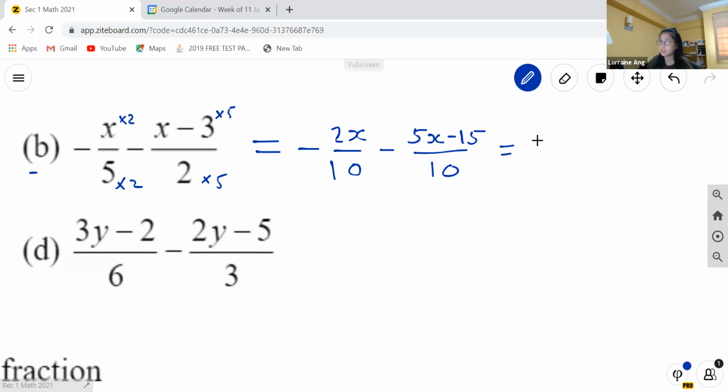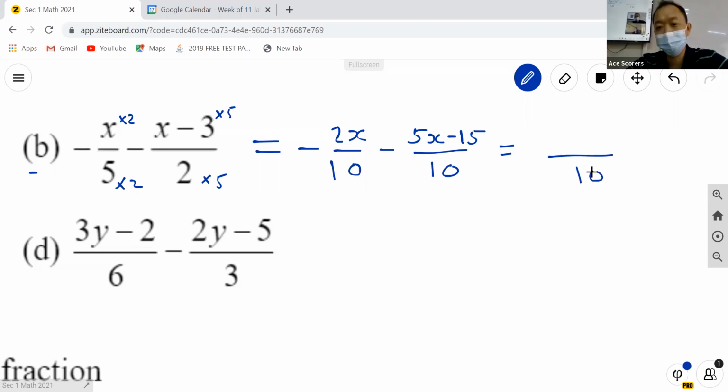7x. 7x. What? Denominator? I'm not sure. Oh, you're not sure this one. Okay. How about David? What's the numerator?